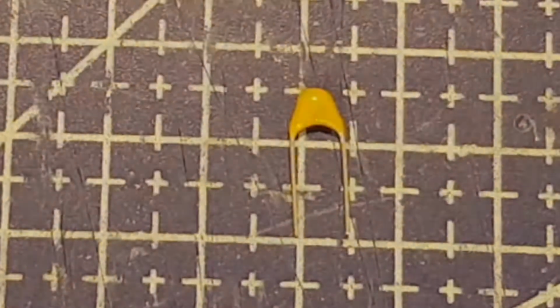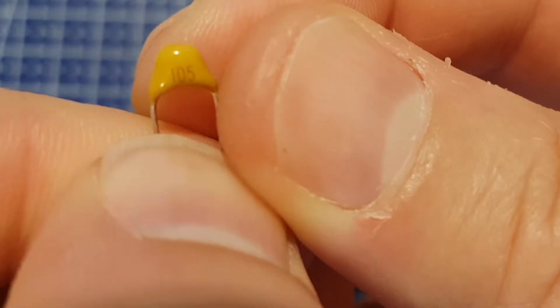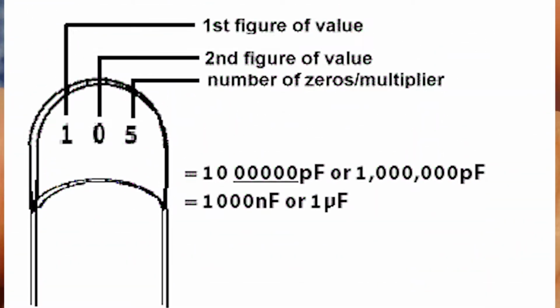And if we look at this one, 105, so we take the 1 and the 0, we put 5 more zeros on the end of it, so we get 1 million picofarads. And 1 million picofarads is of course 1 microfarad.